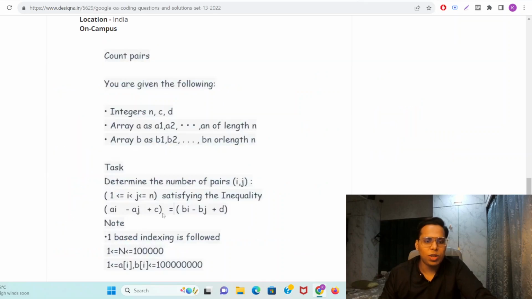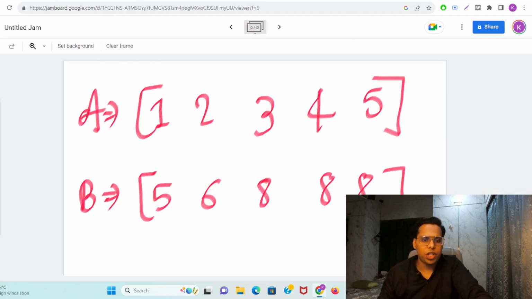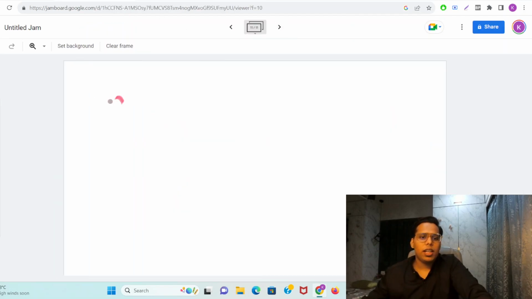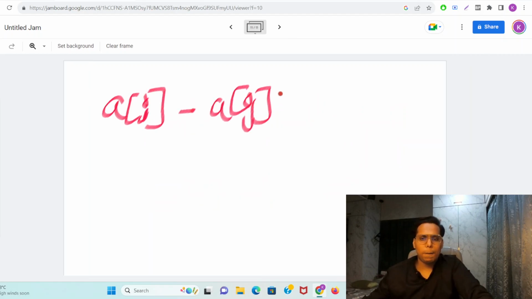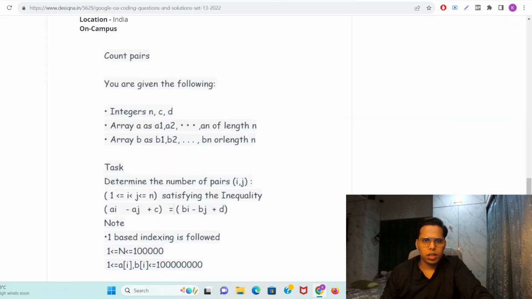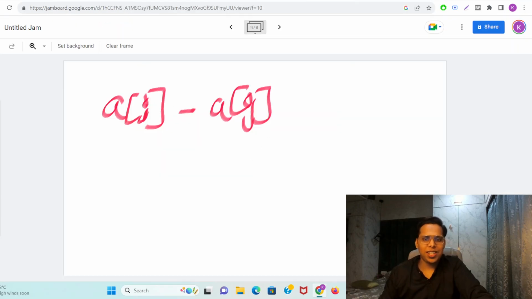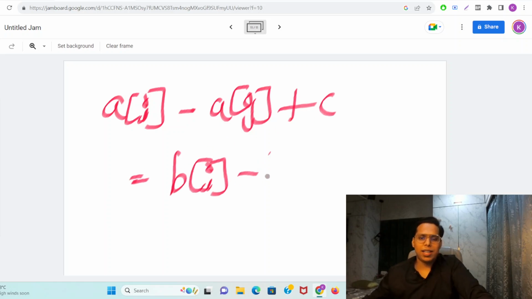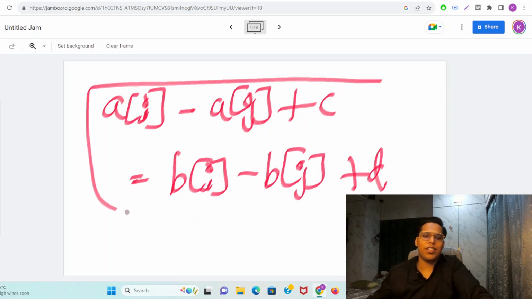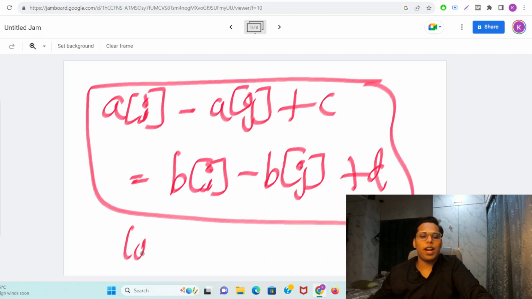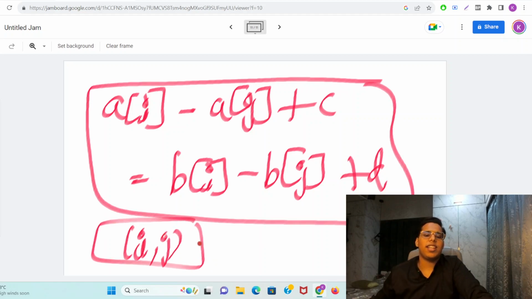We have to find the pairs (i, j) such that A[i] - A[j] + C is equal to B[i] - B[j] + D. Awesome, great. We want to find the number of pairs (i, j) which satisfy this property, and we have to find their count.